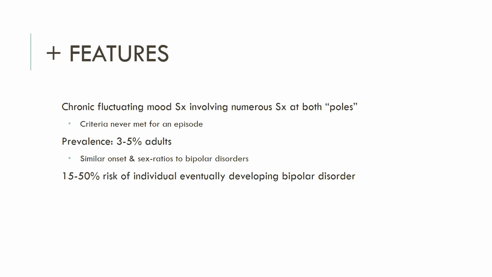Features include a chronic fluctuating mood, involving symptoms at both poles. So we're dealing with highs and lows, but ultimately never meeting criteria for an episode. The prevalence is about 3 to 5% of adults, so more than the bipolar disorders. The onset is similar, and sex ratios are similar for the bipolar disorders as well. And about 15 to 50% of individuals eventually end up developing bipolar disorder. So this can be a stepping stone for some. For others, they just kind of continue to have a cyclothymic diagnosis.